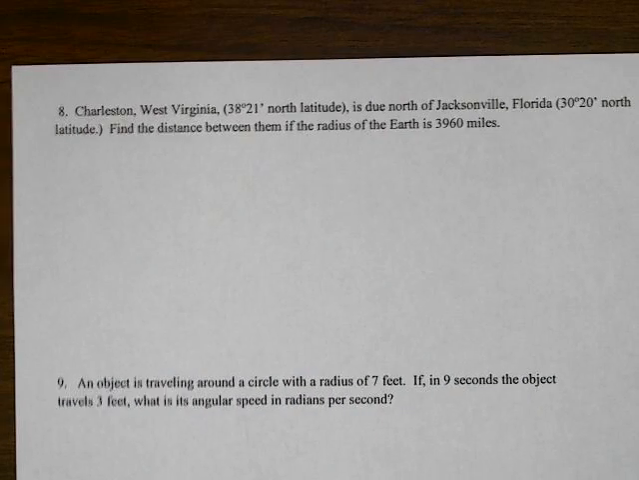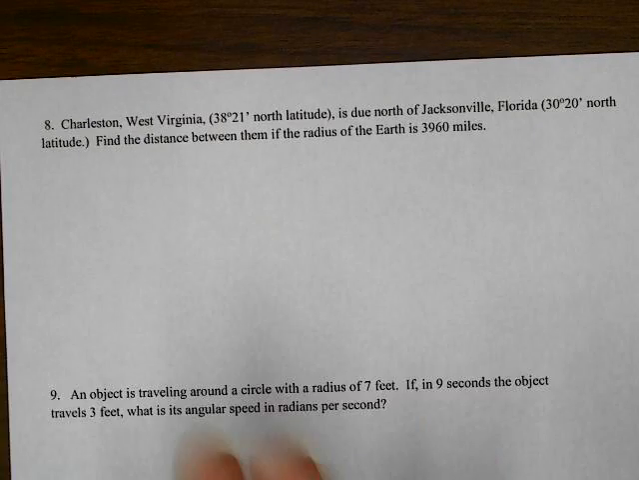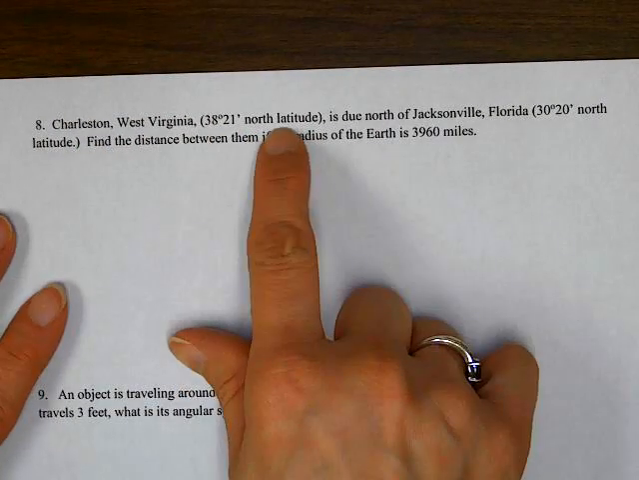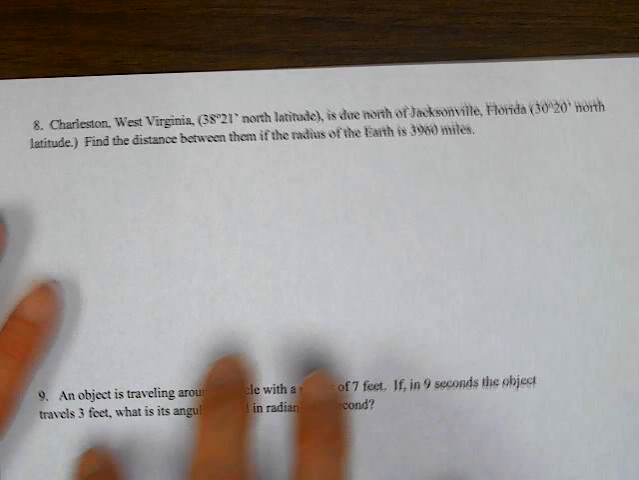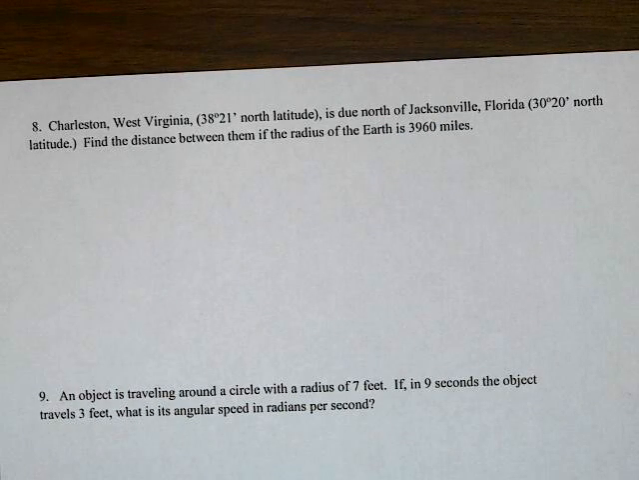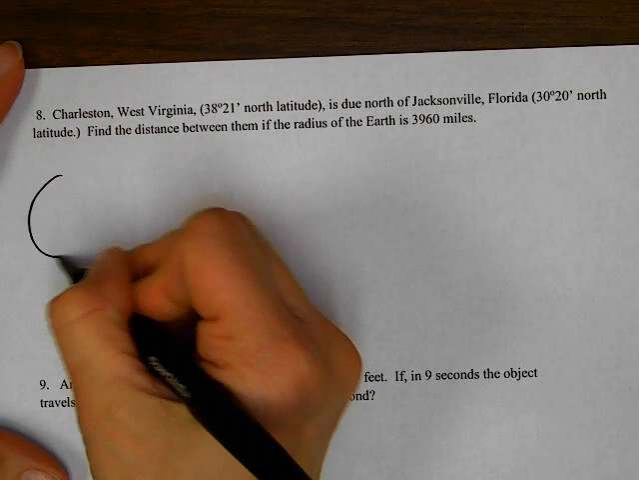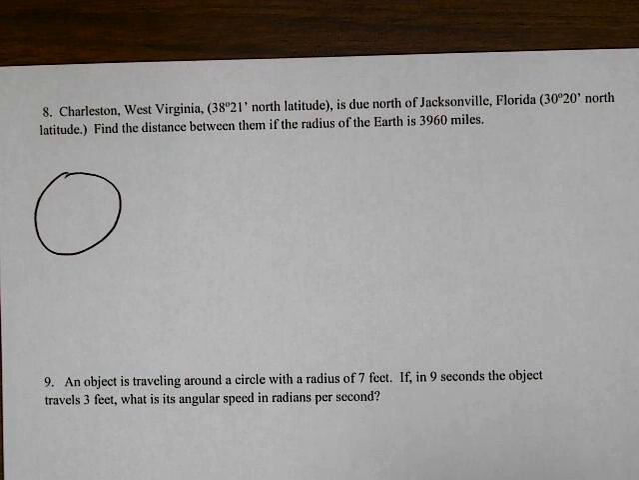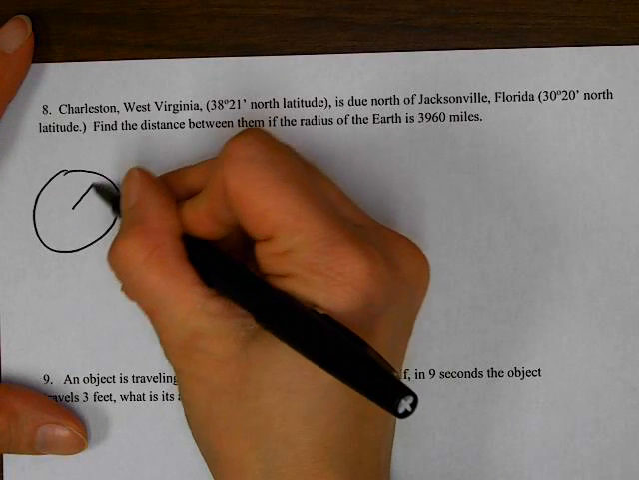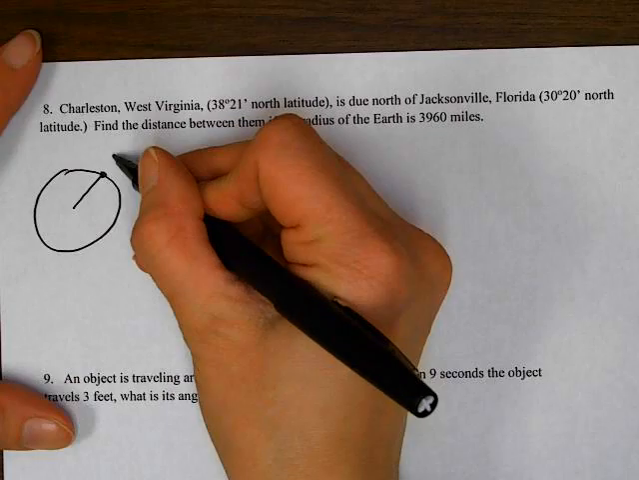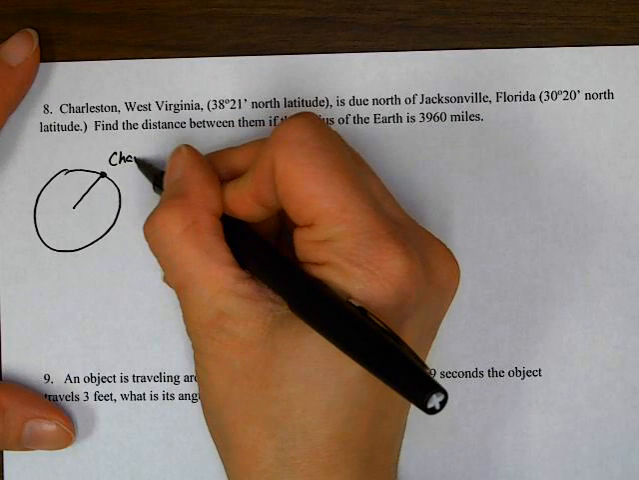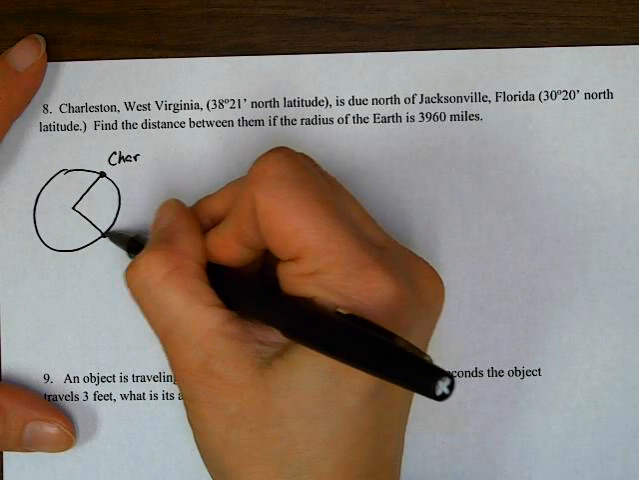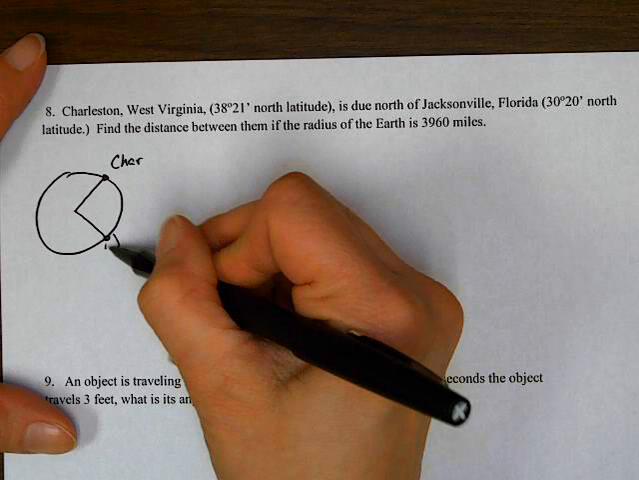Here's another type of word problem that we did. We've got Charleston, which has some north latitude, and then we've got Jacksonville. So when we draw our circle, the circle's actually representing the Earth. And somewhere on this Earth, we have 2 cities. We have 1 city right here, Charleston, and it's due north of Jacksonville, Florida. So it's due north on the Earth.